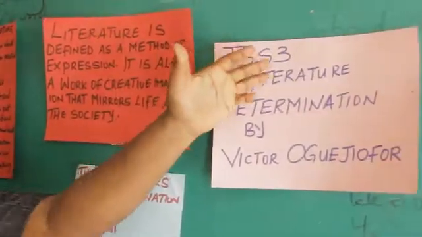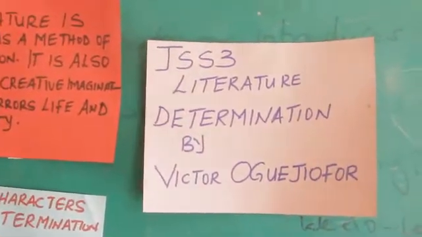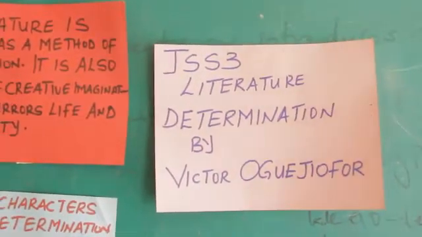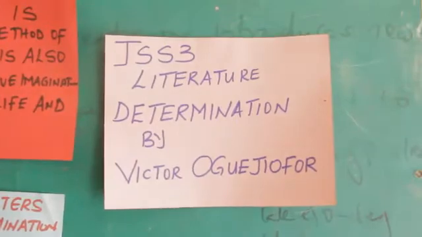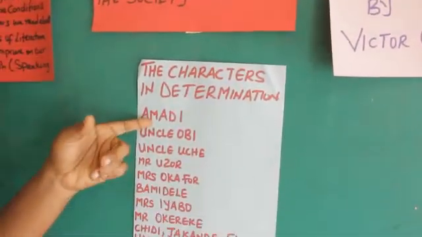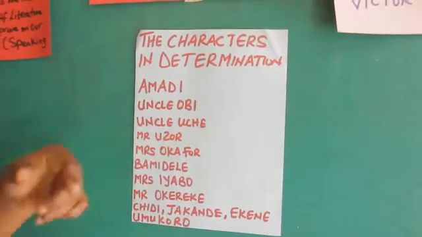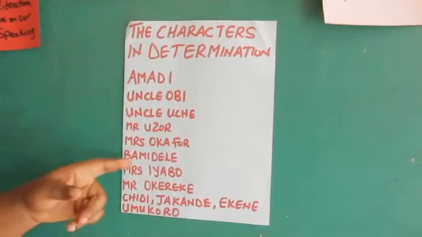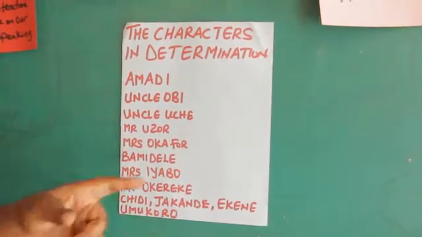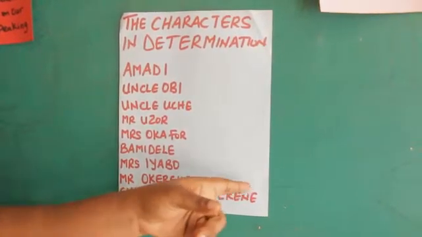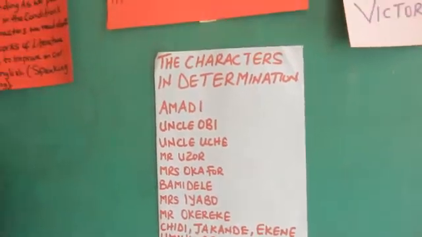Now, I would like to introduce you to one of the texts that is being used by Junior Secondary School 3 in literature. It is titled Determination by Victor Ogwejofo. Now, some of the characters you will hear as I explain to you the story are Amadi, the chief character, Uncle Obi, Uncle Uche, Mr. Uzo, Mrs. Okafor, Bamidele, Mrs. Iyabo, Mr. Okereke, Chidi, Jakande, Ekene, and Umukoro.